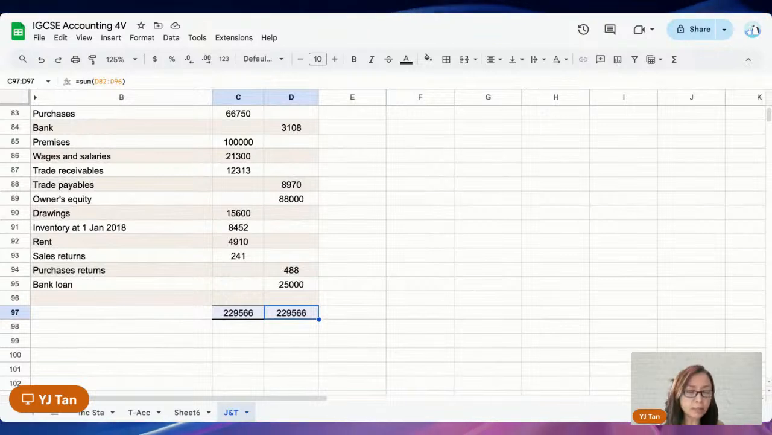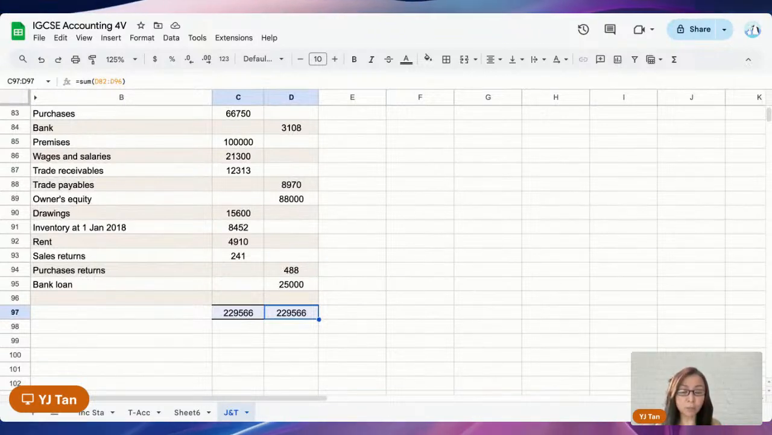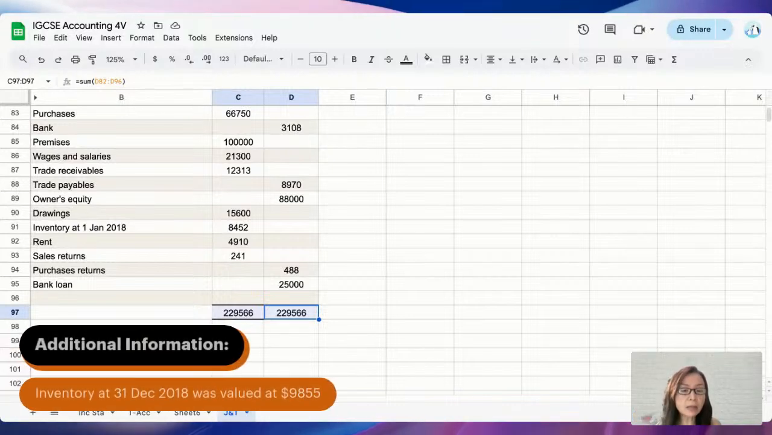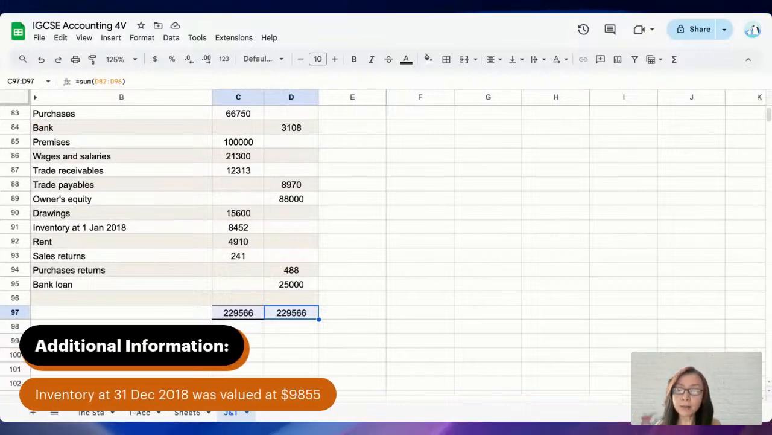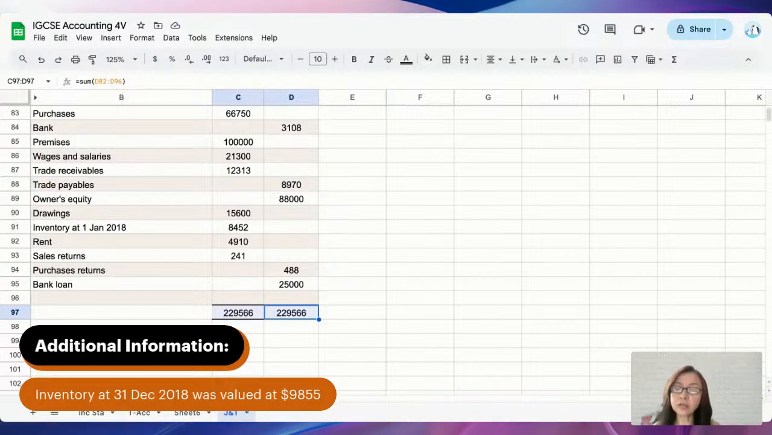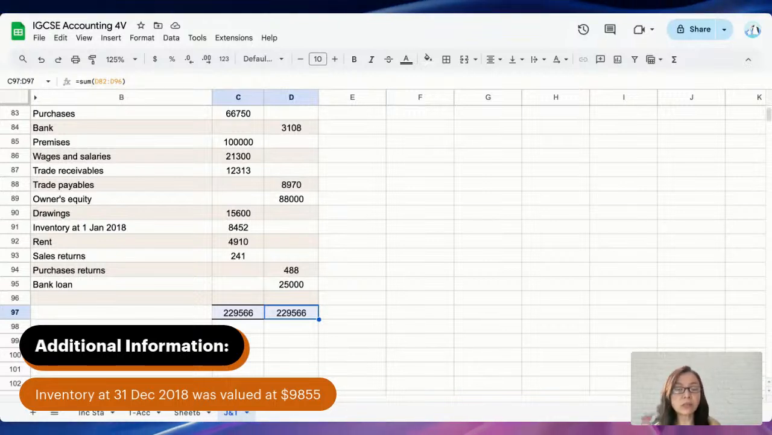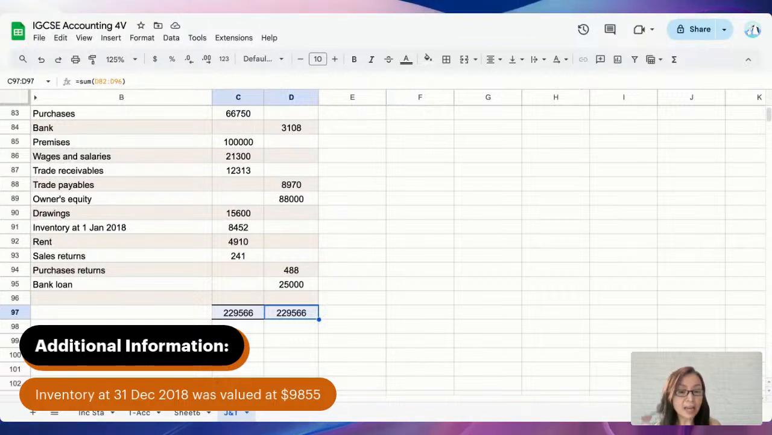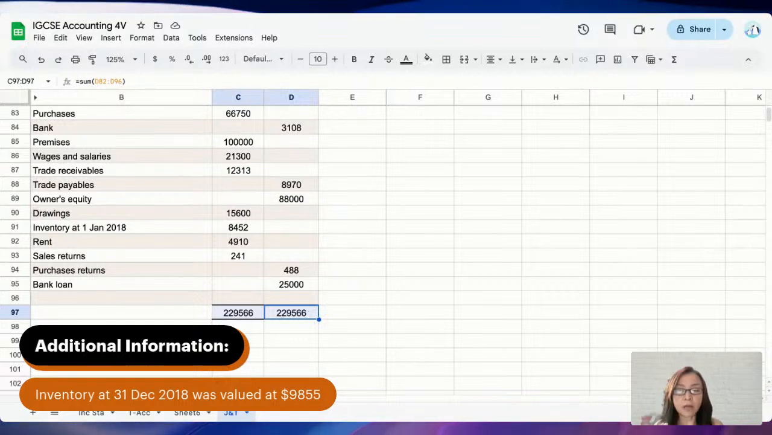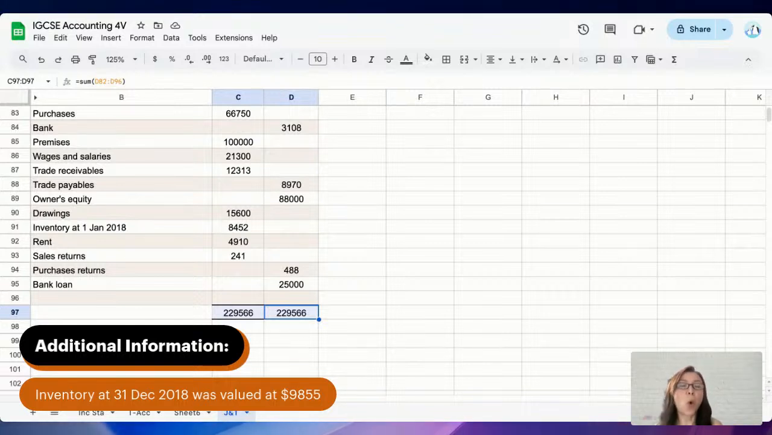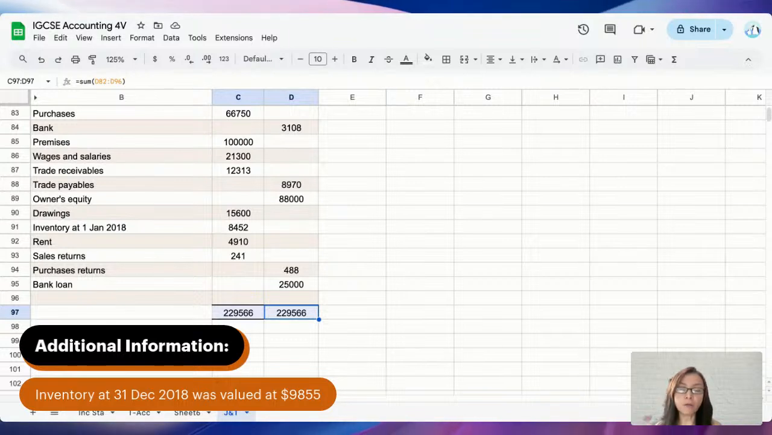How do I record it? So what will happen is when you ask someone, the bookkeeper, to prepare this trial balance, what you need to do is put the additional information at the bottom of the trial balance. You can say in the additional information, inventory at 31st of December is valued at 9,855. So this is how we correct the wrong trial balance. And now this is the end of this trial balance. All correct, it is balanced, that is perfect.